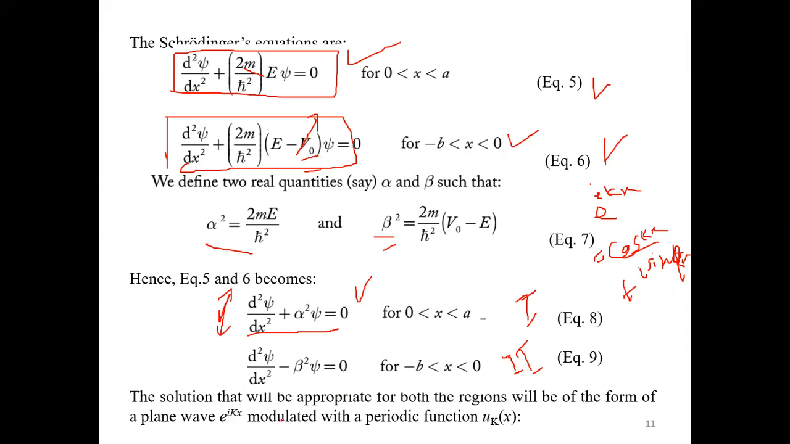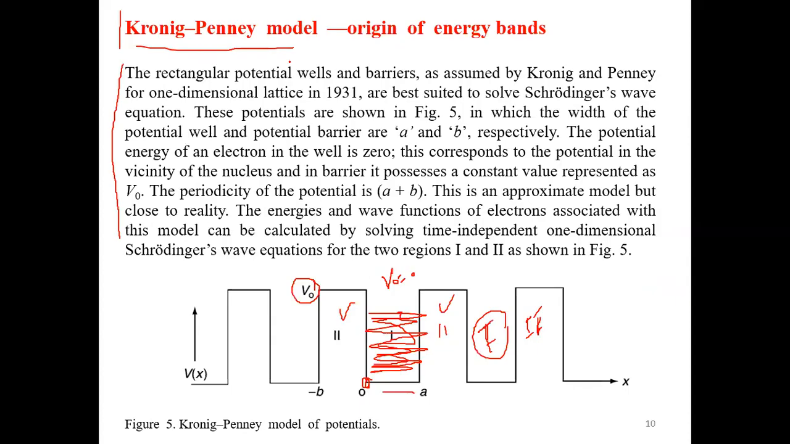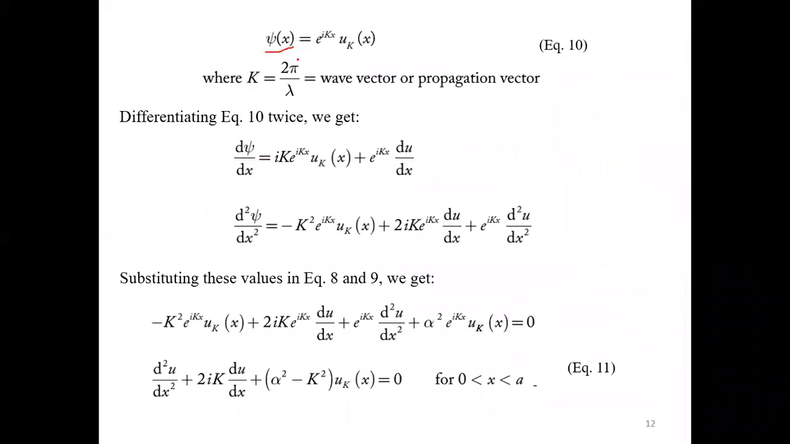So the solution appropriate for both regions will be of the form of a plane wave, e to the power ikx, modulated with a periodic function u(x). So we choose a trial solution psi(x). Psi is called the wave function of the electron. So the solution is psi(x) equals e to the power ikx times u(x).